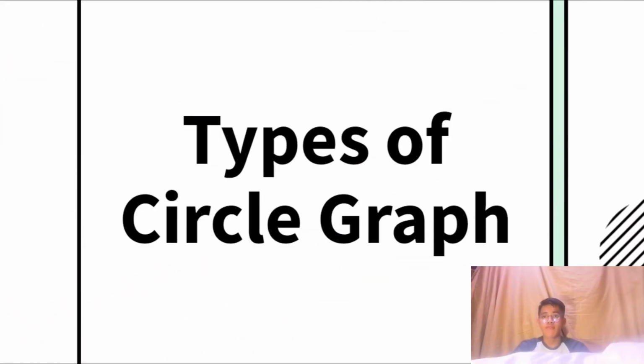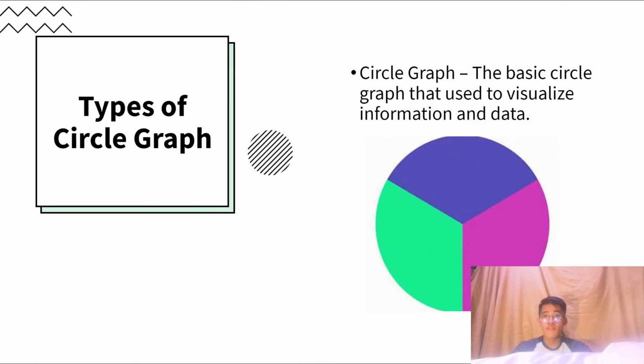Types of circle graphs, also known as pie charts. They may look different, but they represent data in the same manner. First of all, the first type is the circle graph. It is also known as a simple pie chart or a simple circle graph because it represents data in a simple manner, and some parts of it represent a slice of a pizza.